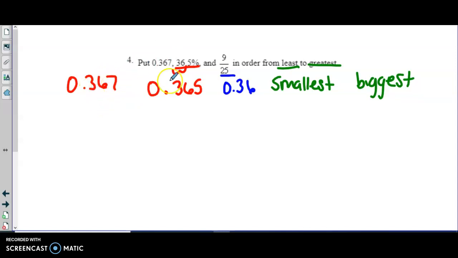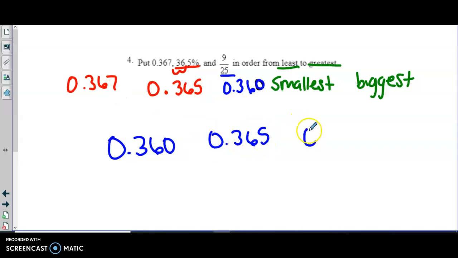So 0.367, 0.365, and 0.36. Now since these have 3 decimal places, I could give this a 3rd decimal place by putting a 0 on the end. You don't have to do that, but for some of you it might make it seem easier. So we're really comparing 0.360, 0.365, and 0.367. The smallest would be this one, 0.36. The next would be 0.365, and then the biggest would be 0.367.